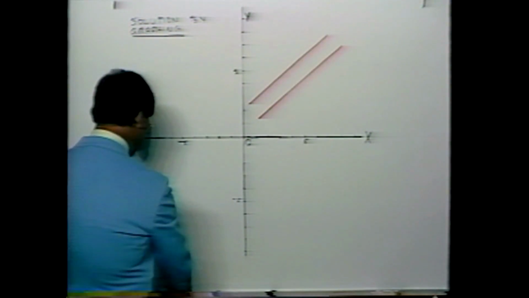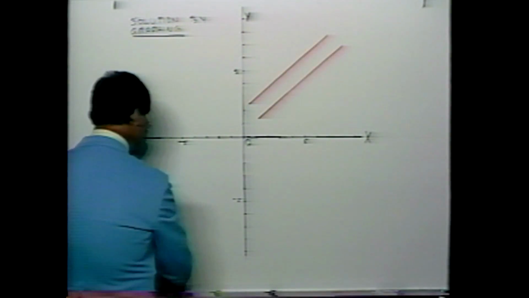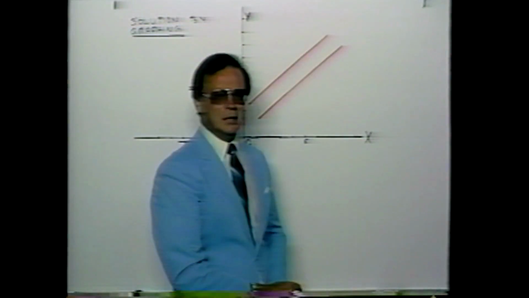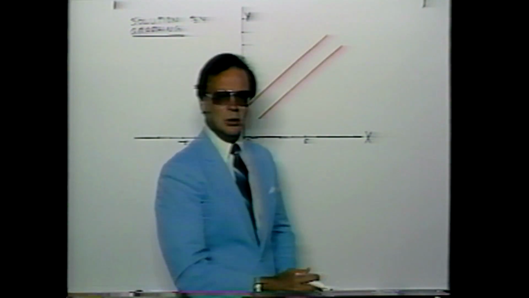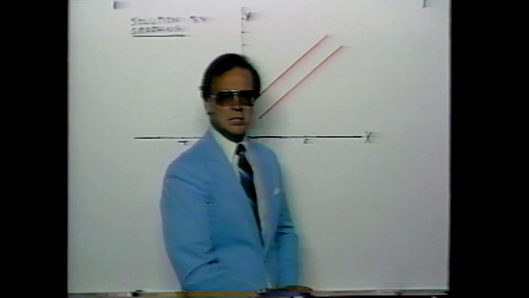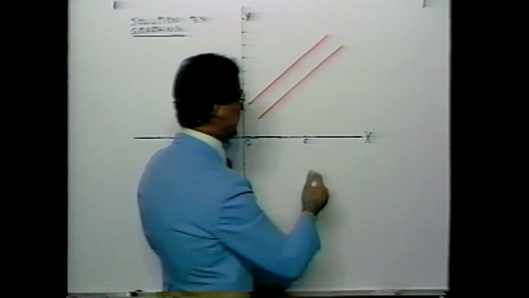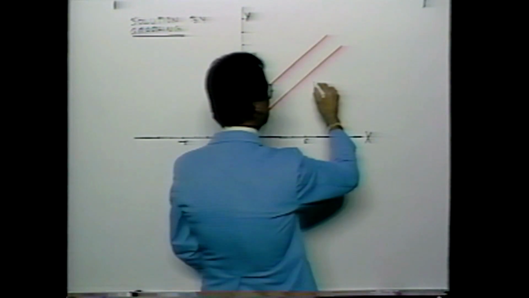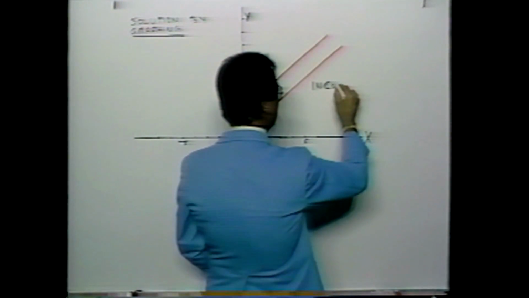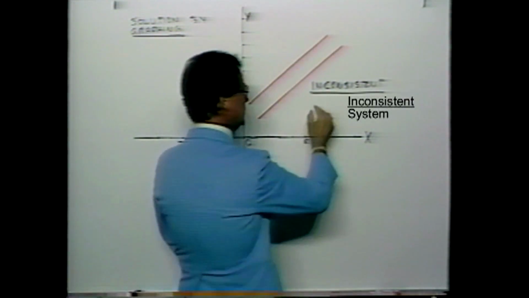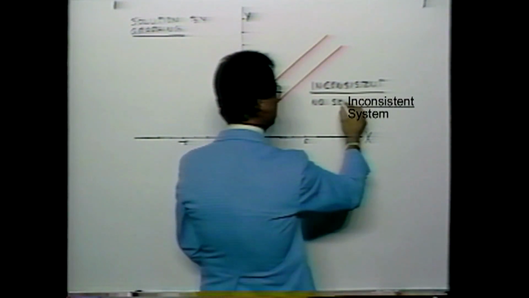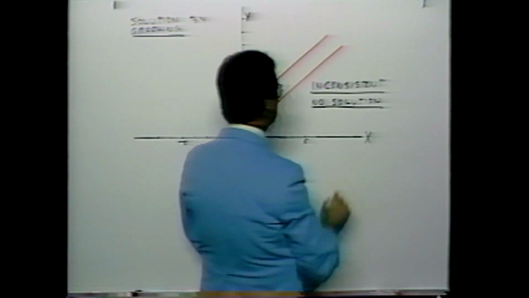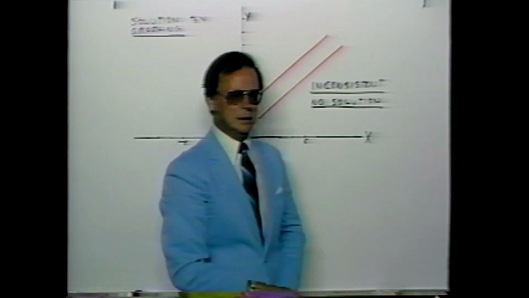Now, such a system, whenever you're given one like it, you will simply say in your exercise that there is no solution and the system is inconsistent. We want you to learn that term. Such a system is inconsistent. No solution is possible since there is no way those lines will intersect.